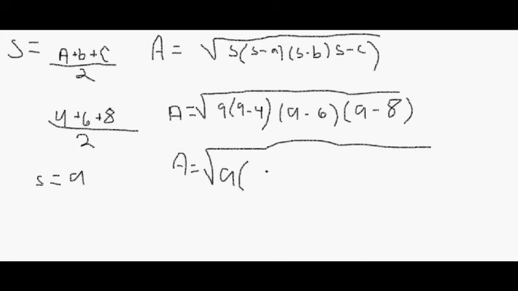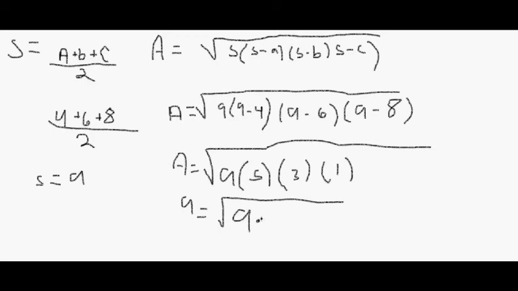9 minus 4 is 5. 9 minus 6 is 3. And 9 minus 8 is 1. 5 times 3 is 15. 15 times 1 is 15. So we're left with A equals the square root of 9 times 15. 9 times 15 is 135. So A equals the square root of 135.